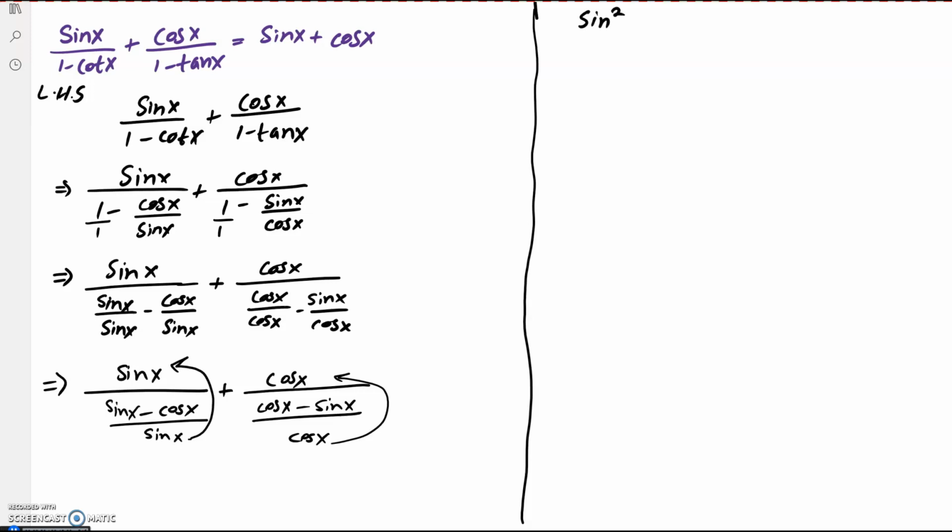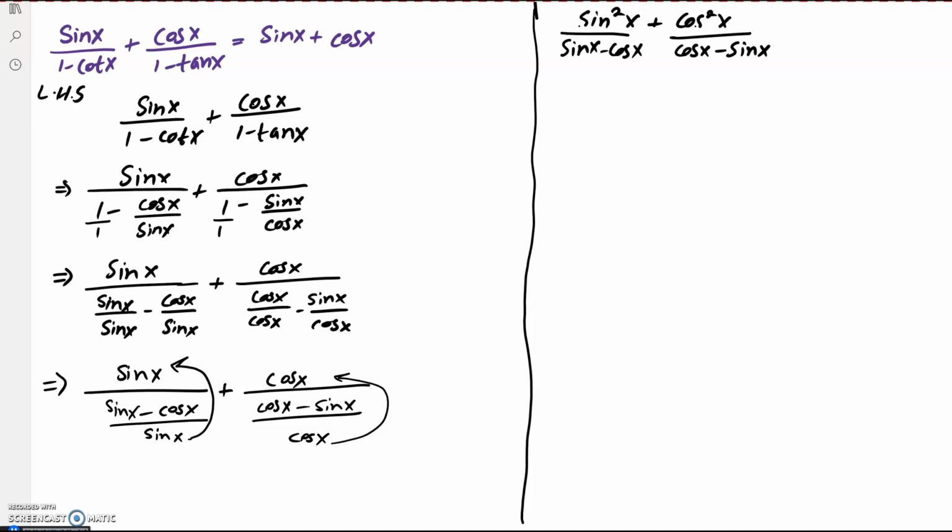sine squared x plus cos squared x over, sorry, no, you're not combining them, you will keep them separate. So it will be sine squared x over sine x minus cos x, plus cos squared x over cos x minus sine x.